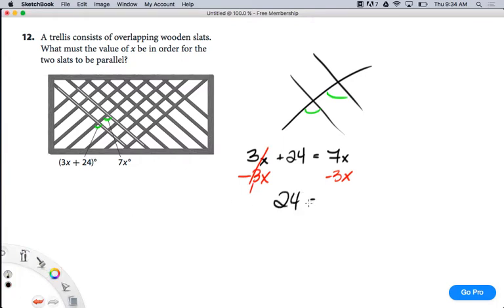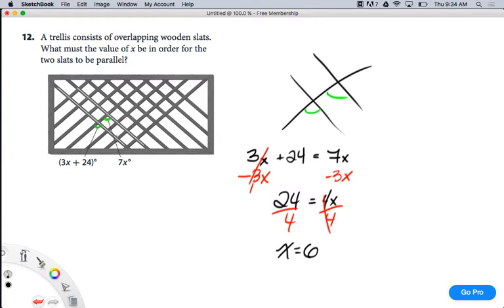End up with 24 equals 7x minus 3x, which is 4x. Divide both sides by 4. And I get x equals 6. Does that make sense? Okay, so if I'm proving that those lines are parallel, then the corresponding angles have to be congruent. If they're congruent, then the measures must be equal. So I just set them equal and solve.